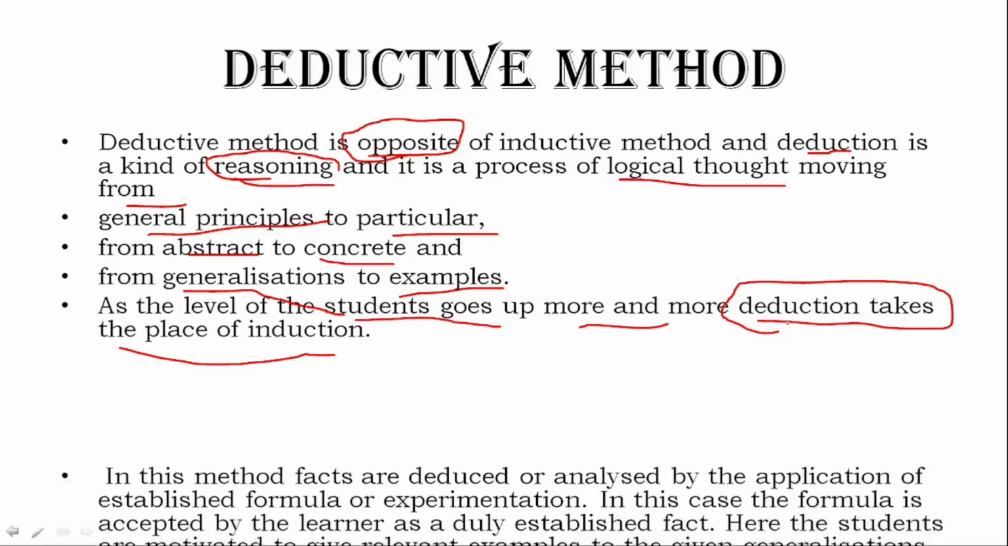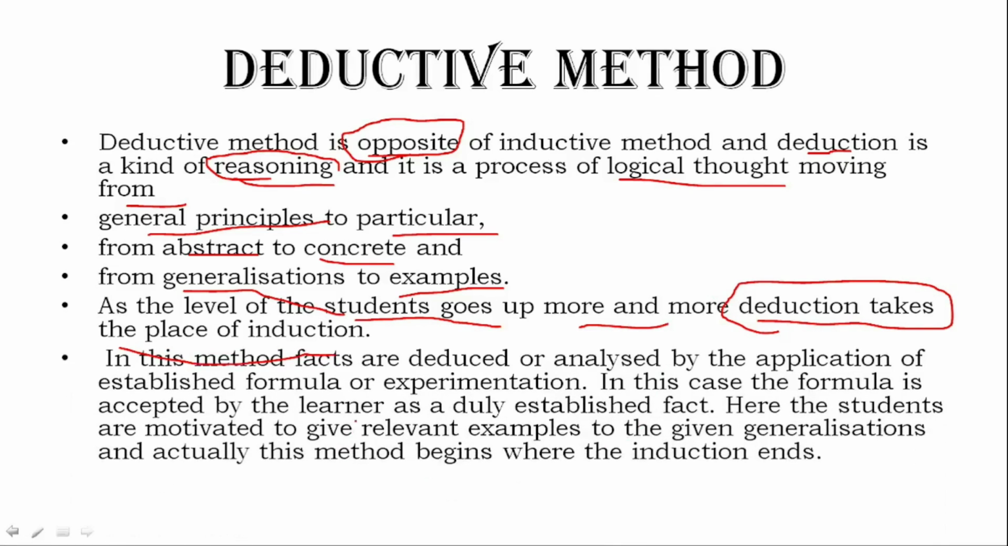In this method, the facts are deduced or analyzed by the application of established formula or experimentation. Here established formula means the generalizations we establish. We analyze or deduce by application or experimentation. In this case, the formula is expected by the learner as a duly established fact.